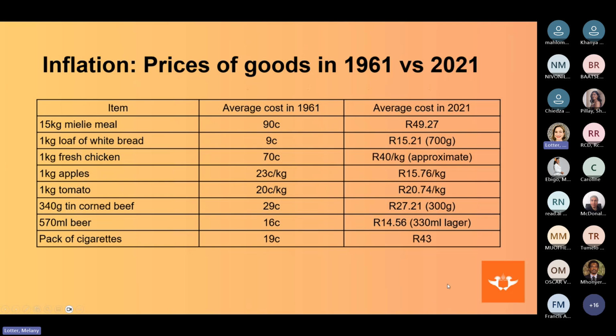So if we just use this as an example, these are prices of items in 1961 versus 2021. It just shows you Mielie meal used to be 90 cents. In 2021, it was 49 Rand, sorry. A kilogram of apples used to be 23 cents a kilo. In 2021, it was 15 Rand 76. So this is just to explain how inflation goes up.